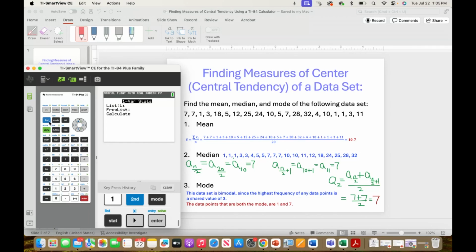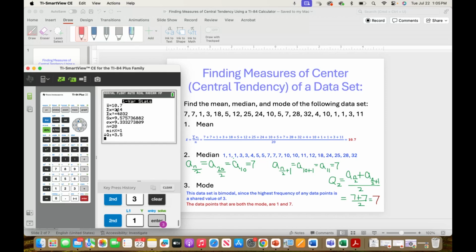So if you want to get those, see this blue button right here, the second button, it's a shift button that lets you select all of the blue options for any key. So if I wanted L3, I would just hit second 3, and that would change to L3. But that's not what I want. I'm working with list 1. So I just do that, enter, enter, enter. And so this is what it gives me.